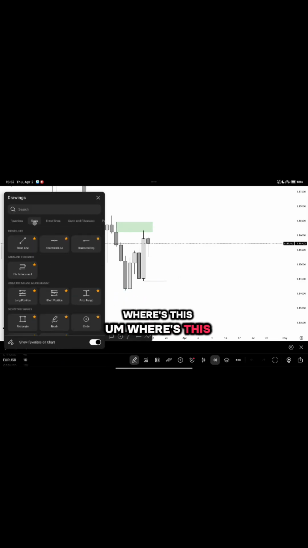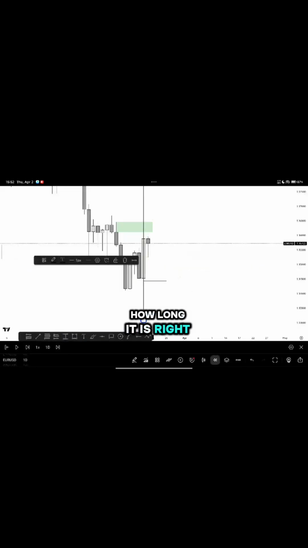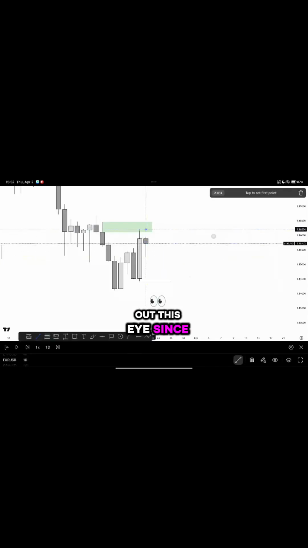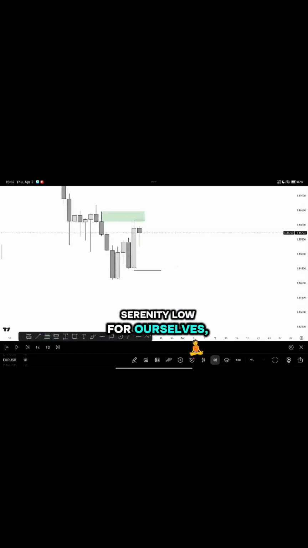Where is this tool? Okay, this one. You can see how long it is. So you wait for price to take out this high, since it is this long and price has gotten into our daily zone. You have to wait for price to take out this high, giving us a CRT high, then we target the CRT low for ourselves.